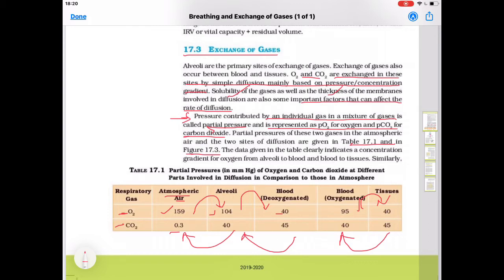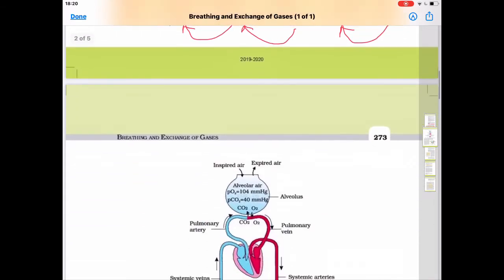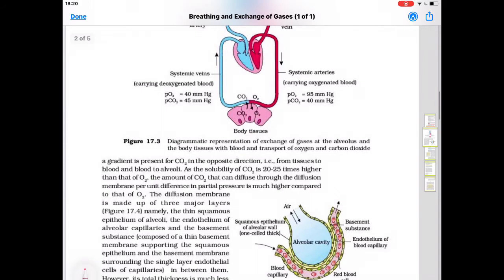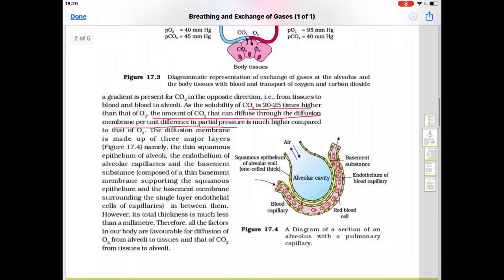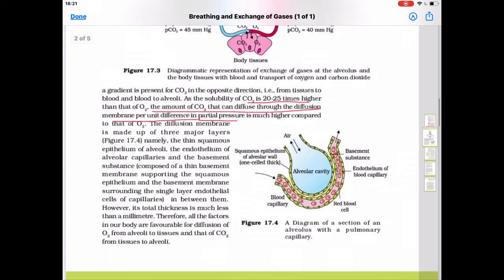As the solubility of carbon dioxide is 20 to 25 times higher than that of oxygen, the amount of carbon dioxide that can diffuse through the diffusion membrane per unit difference in partial pressure is much higher compared to that of oxygen. The solubility of carbon dioxide is higher.